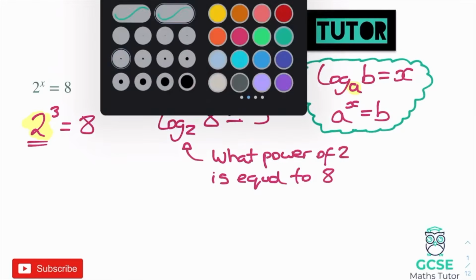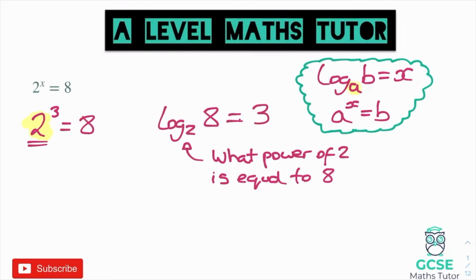But obviously just thinking about this logically, log base 2 just means the number 2 to the power of something gives us this answer here. Okay, so what power of 2 gives us the answer 8? And that power there is 3.